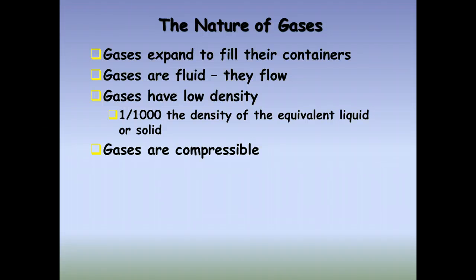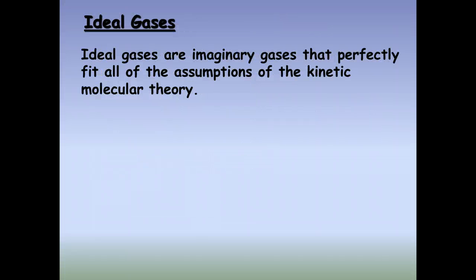Gases are compressible. Since gases have a low density, that means there's a lot of empty space in between the gas molecules, something good to remember, so that they can be compressed or made into a smaller volume. Gases effuse and diffuse. So, ideal gases are imaginary gases that can perfectly fit all the assumptions of the kinetic molecular theory.